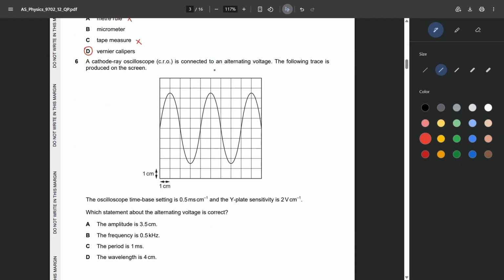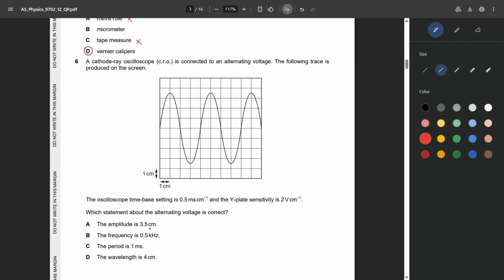A CRO is connected to an alternating voltage. The following trace is produced on the screen. The oscilloscope time-based setting is 0.5 milliseconds per centimeter and the Y plate sensitivity is 2 volts per centimeter. Which statement about the alternating voltage is correct?